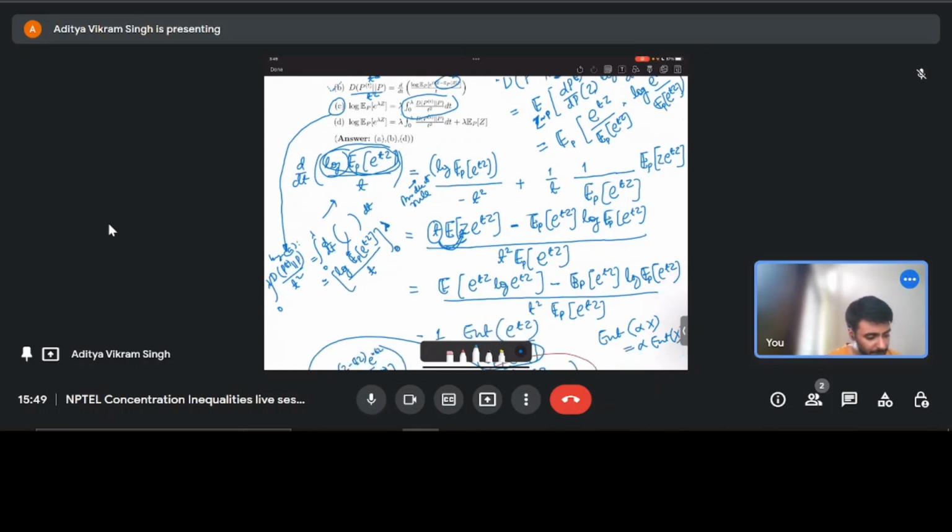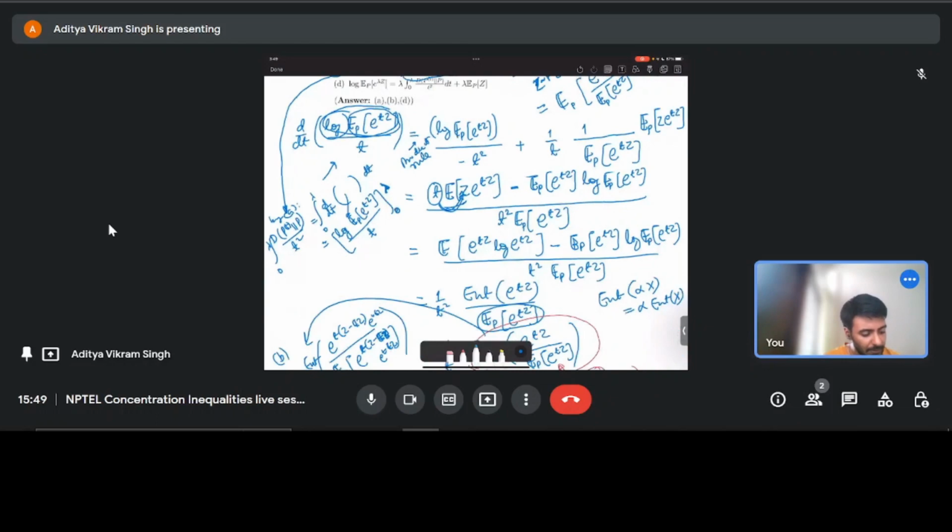If you compute it at lambda, you get log e power lambda z by lambda minus, and you cannot just substitute 0 here. You have to take the limit t tends to 0, because the numerator and denominator both go to 0. There's a possibility that it's well defined, so let's see if it's well defined.